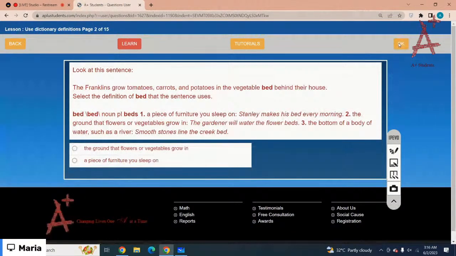Okay, the next one is: The Franklins grow tomatoes, carrots, and potatoes in the vegetable bed behind their house. Select the definition of bed that the sentence uses. You have to look for the meaning of the word bed that is used in the sentence. Bed has meanings: a piece of furniture you sleep on, the ground that flowers or vegetables grow in, and the third meaning is the bottom of a body of water.